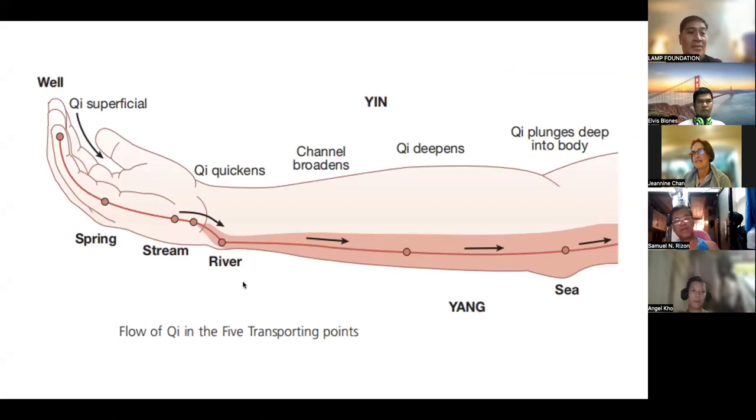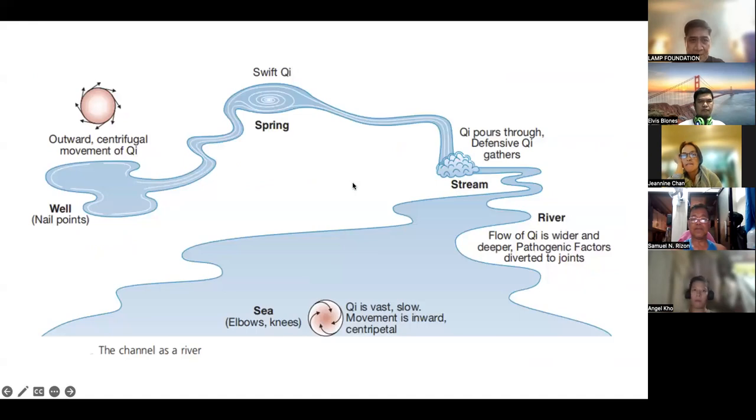Okay, let me explain a little bit about the 5 Shu. All you have to remember are the points from the elbow to the tips of the fingers, or the knee to the toes. So as you can see, may dynamic changes nangyayari sa ating chi. The first point is the well point, where the chi is superficial, and then it quickens when it reaches the river, where the channel broadens and gets deeper and deeper. And pagdating sa sea, nagpa-plunge siya deep into the body.